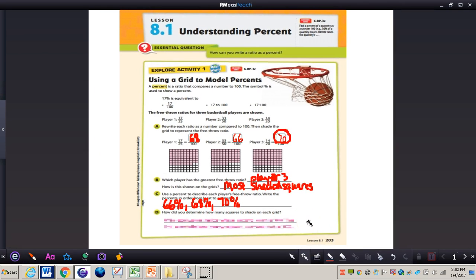Now for letter D, how did you determine how many squares to shade on each grid? I want you to write this out. Write equivalent ratios whose second term is 100. So you can see first term is 66, second term is 100. The first term tells how many squares to shade in out of 100. So that's how you can determine how many squares to shade in on each grid.